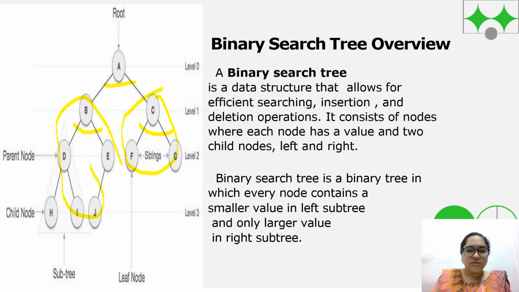and this whole thing is the right subtree of the root node A. So the definition is that a binary search tree is a binary tree in which every node contains a smaller value in the left subtree and a larger value in the right subtree. So this B value will definitely be lesser than the root node A, and the C value will be greater than the root node A. So this is the definition of the binary search tree.